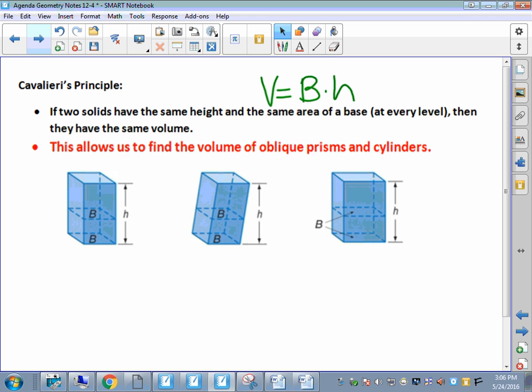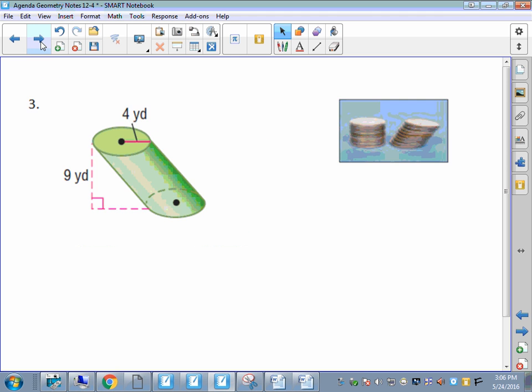So let's do problems 3 and 5, I think. So 3. I put that little stack of quarters over there on the side so that you could see it doesn't matter, right? The quarter's still the same size no matter if I slant the pile or leave it straight up and down. So my volumes will stay the same.